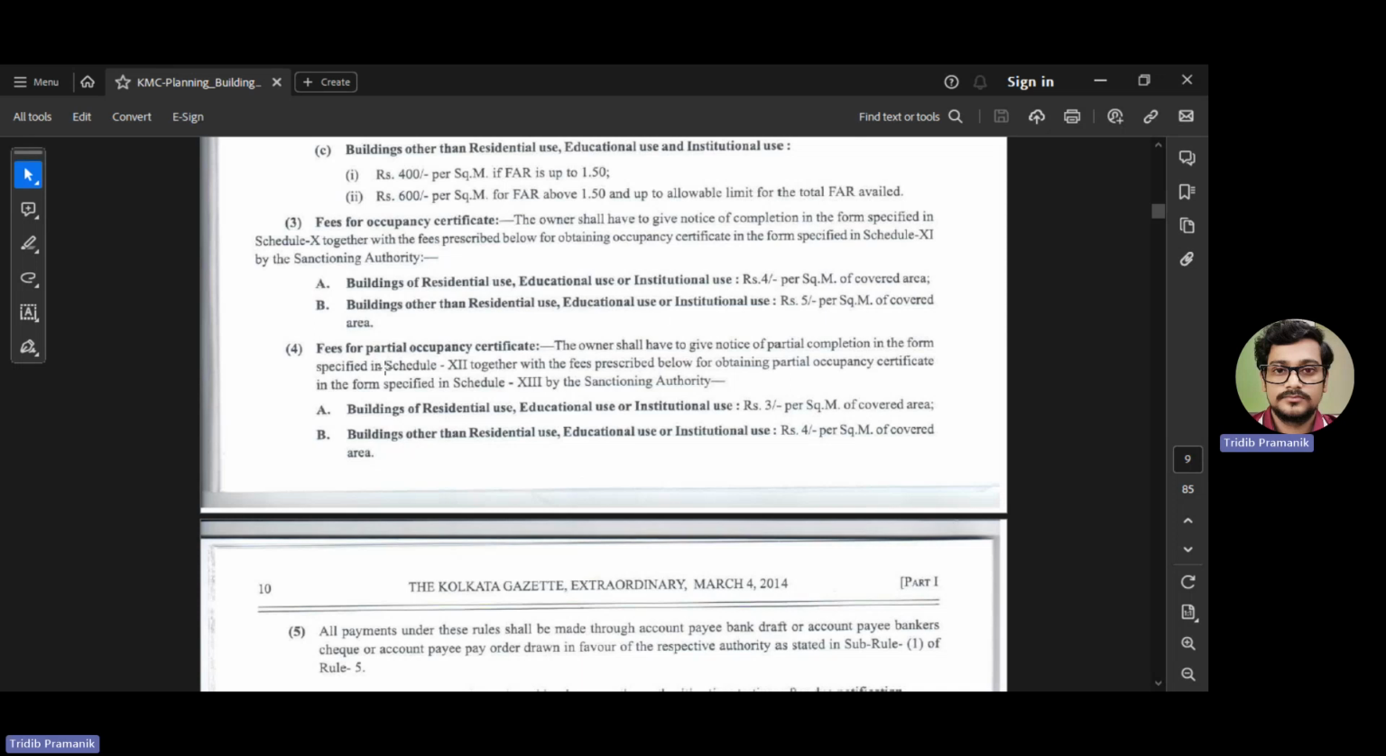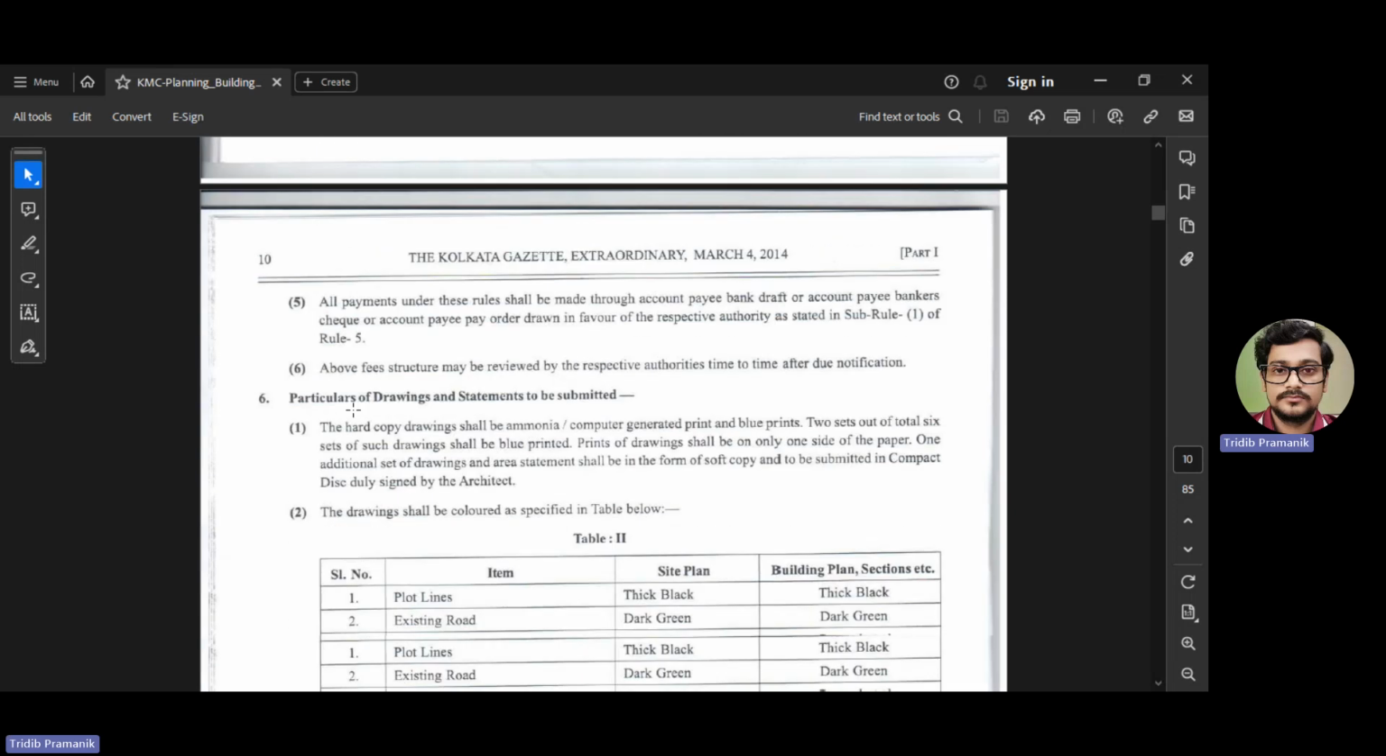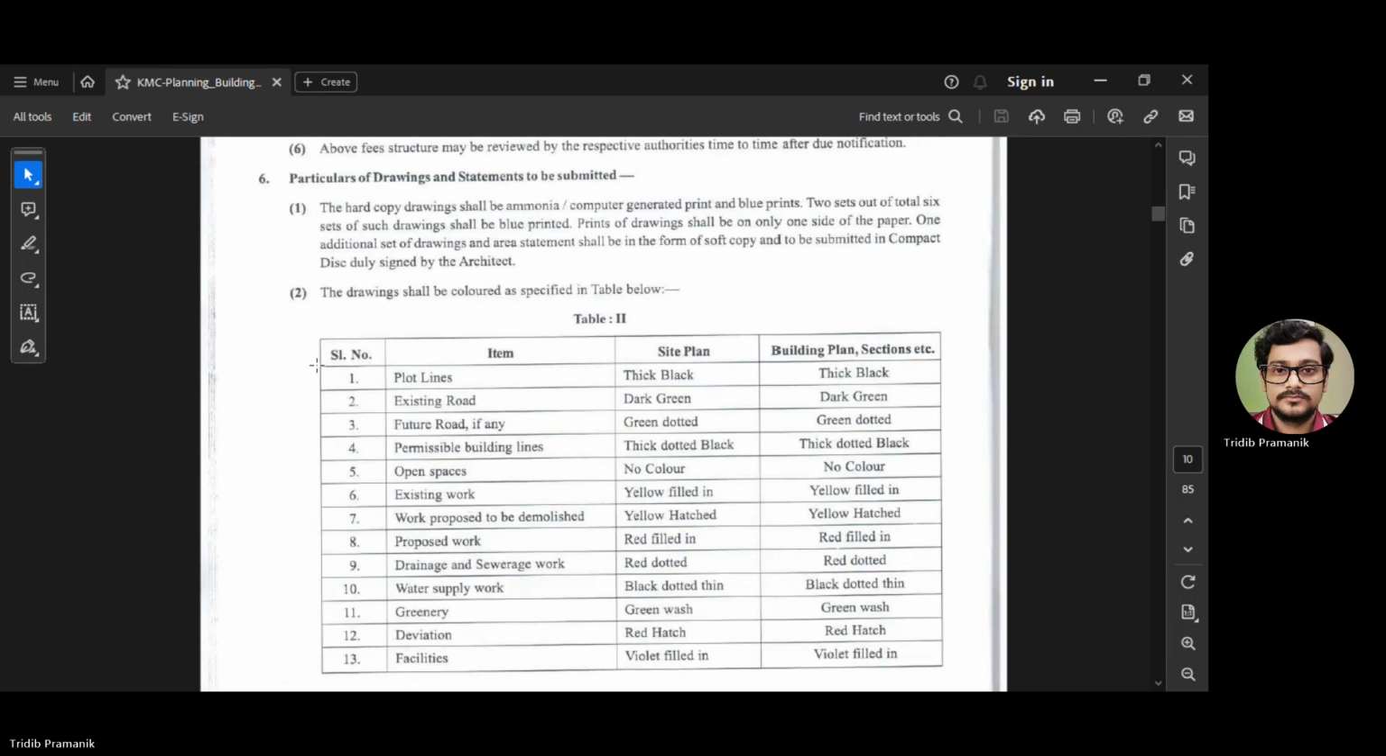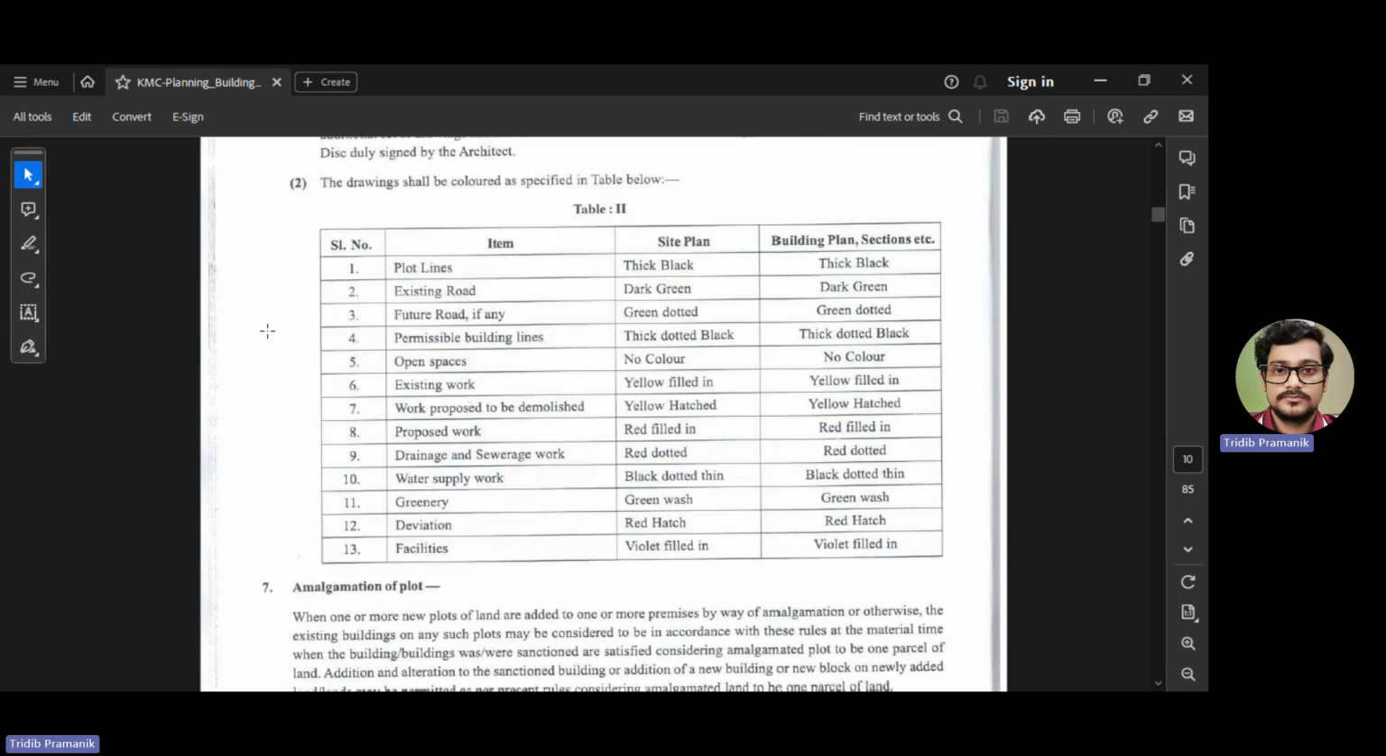Now, for the occupancy certificate, we also need to fill in an application form, and along with that application form, we need to pay some levy to the local authorities like the municipality or corporation. All the rates you will find here. Now, how will we draw, and with which ink will we draw all items?